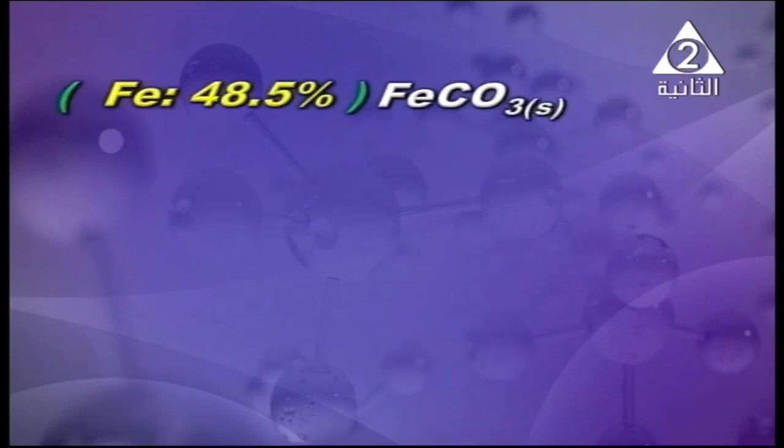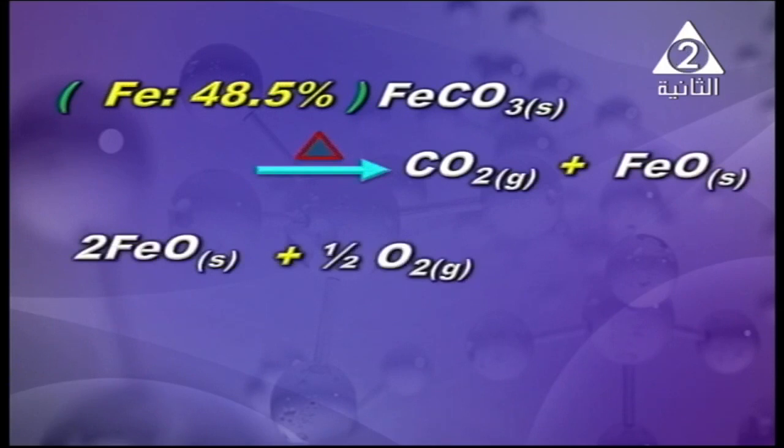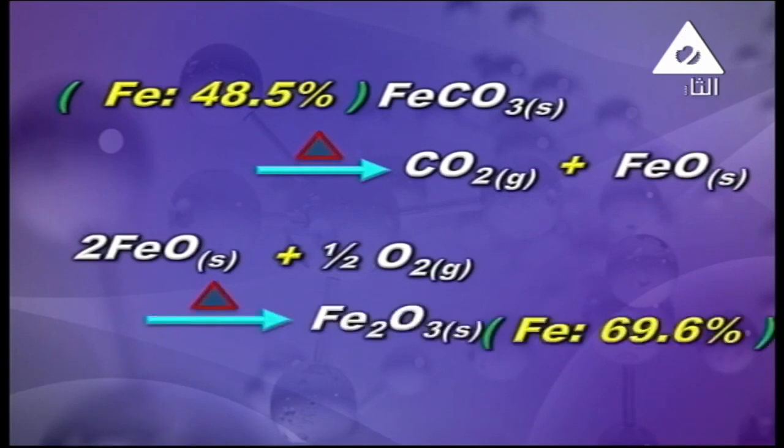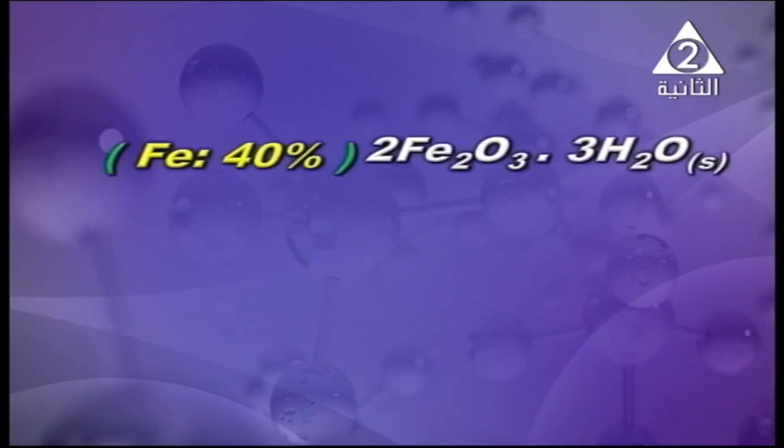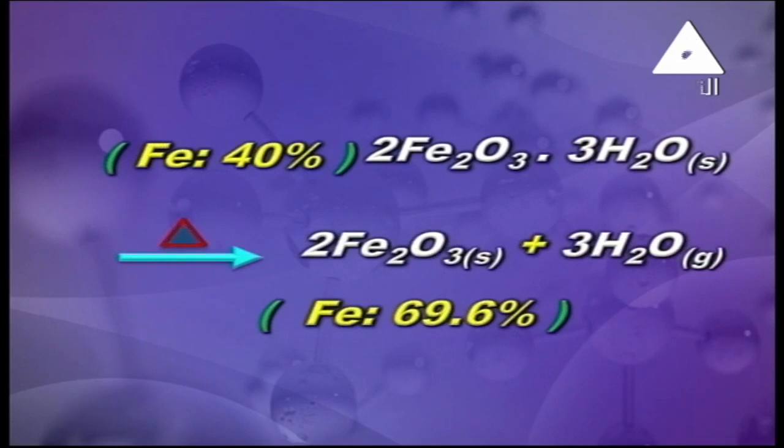Iron 2 carbonate has an iron percentage of 48.5%. On heating, it changes into carbon dioxide and iron 2 oxide. That iron 2 oxide is oxidized by air, giving iron 3 oxide that has 69.6%, so it increases the percentage of iron. Or we can use limonite, 2Fe2O3·3H2O. By heating, it gives iron 3 oxide that has a greater percentage of iron, as shown on the screen.